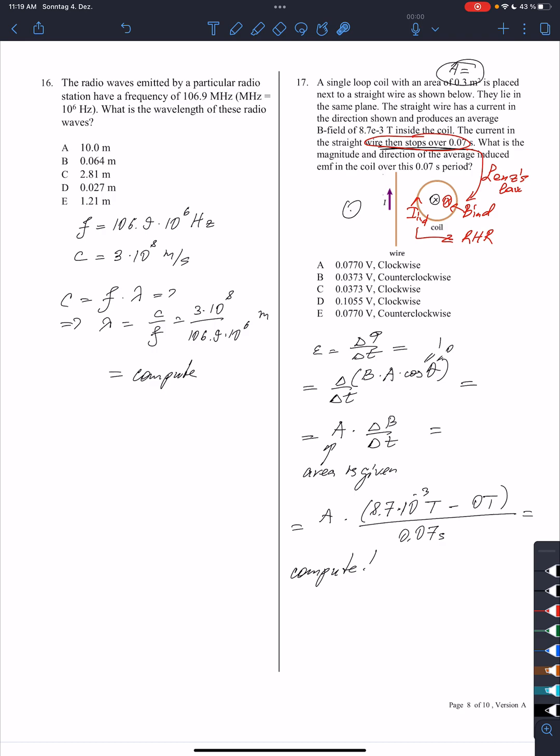For that, we have the following equation for the speed of light of propagation: it is frequency times the wavelength. We can solve for the wavelength. It's c divided by the frequency. Substitute, compute, compare with the key. Let's consider 17. I will let you read it.